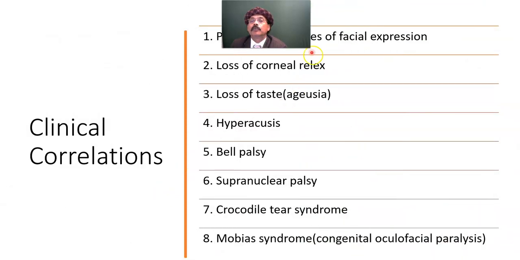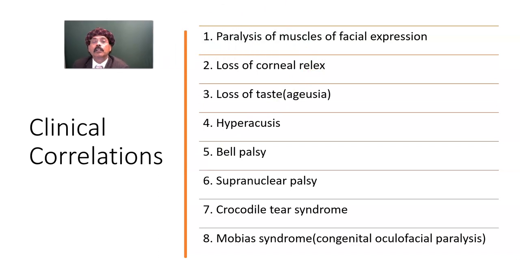Okay, so let's start our clinical correlation. Paralysis of muscle of facial expression. It may be in both upper motor neuron lesion and lower motor neuron lesion. Upper motor neuron lesion: contralateral, lower half of the face below the orbit. Okay, lower part of the face below the orbit. Ipsilateral, complete facial muscle paralysis, that is in lower motor neuron lesion.